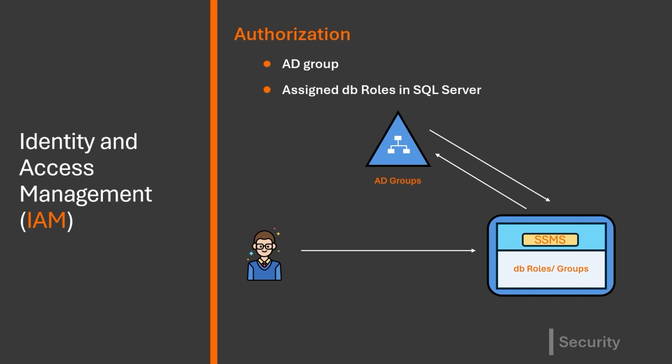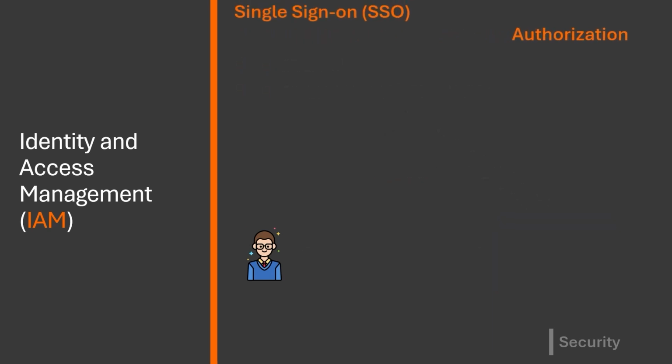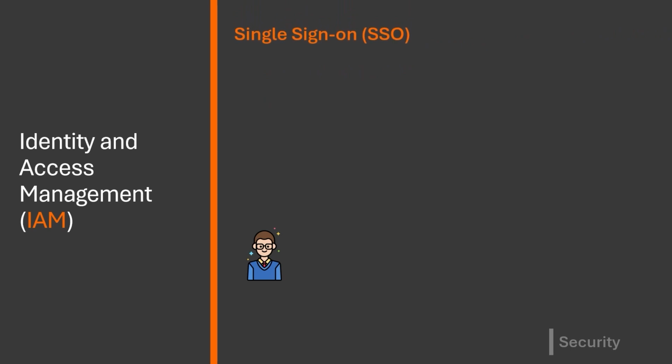Now Windows authentication is convenient, but it still depends on the employee using a company-issued device and logging in through the company network. Single sign-on, or SSO, takes things further. With SSO, we sign in once, and that login can work across multiple systems. This is especially helpful in modern cloud environments.